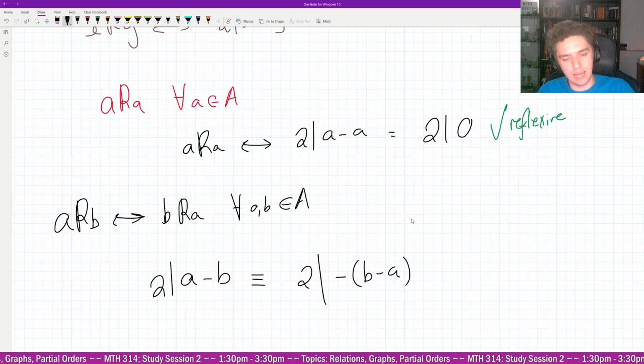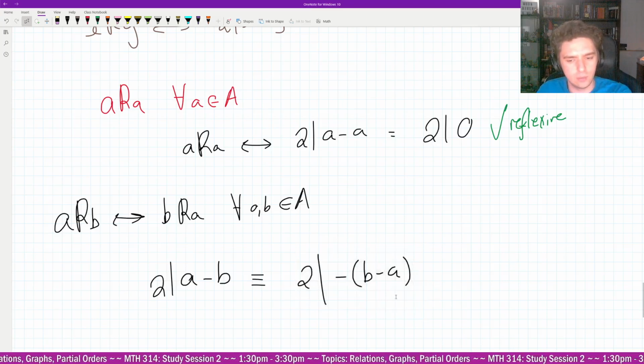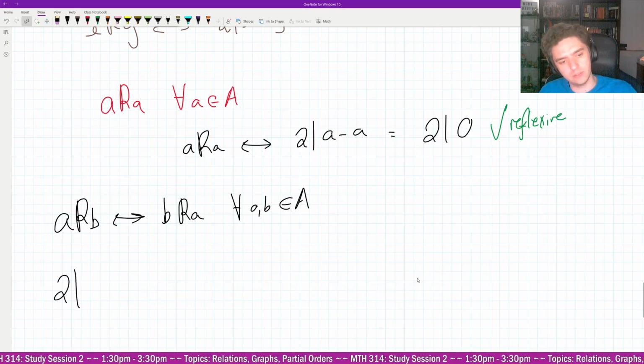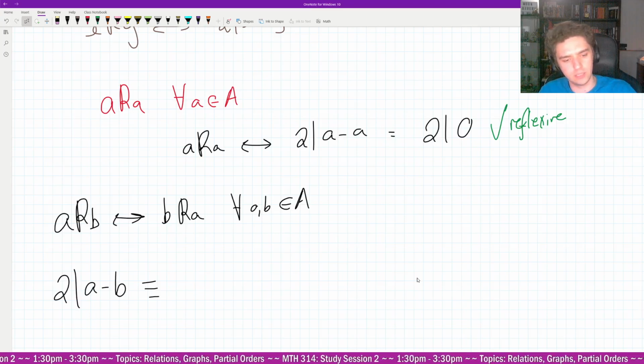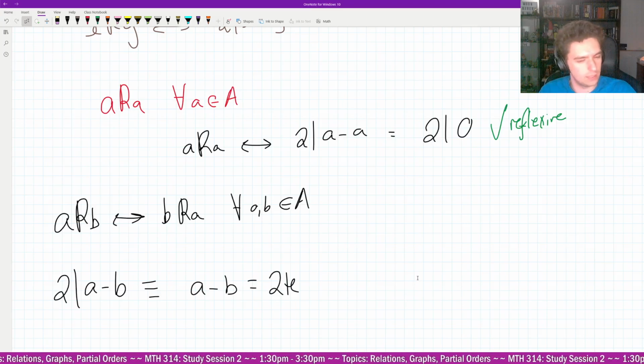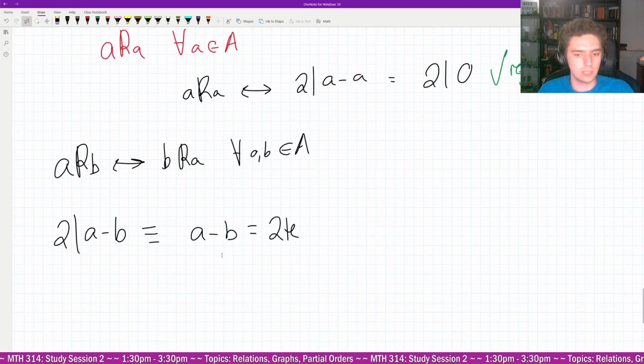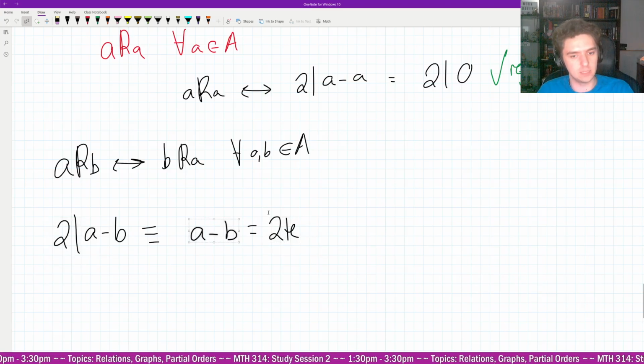Yeah, that's true. Okay, so I think this is fine what I'm saying, but we might have to do it differently. Yeah, okay, we have to do it differently. So 2 divides a minus b is logically equivalent to a minus b equals 2k. Is that right? Yes, a minus b equals 2k. So that just means that a minus b is some multiple of 2, which means 2 can divide it, right?